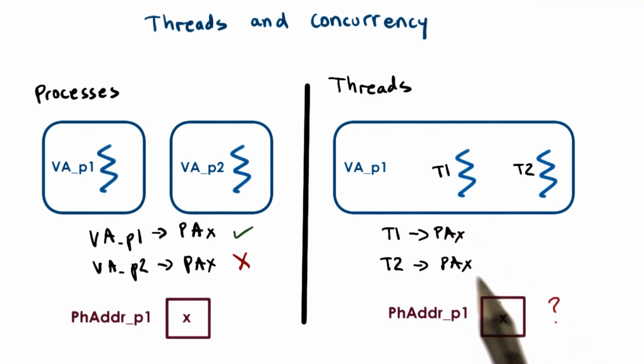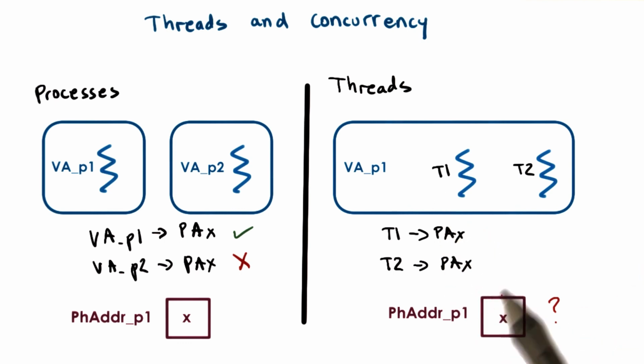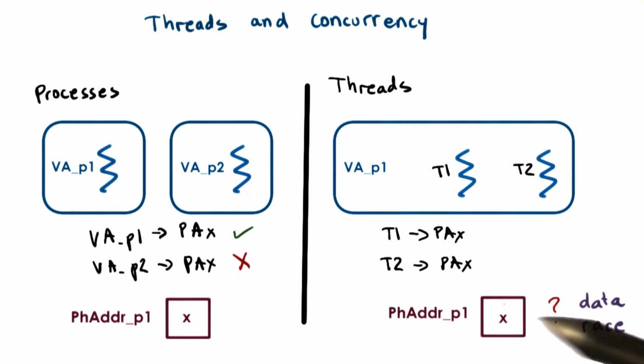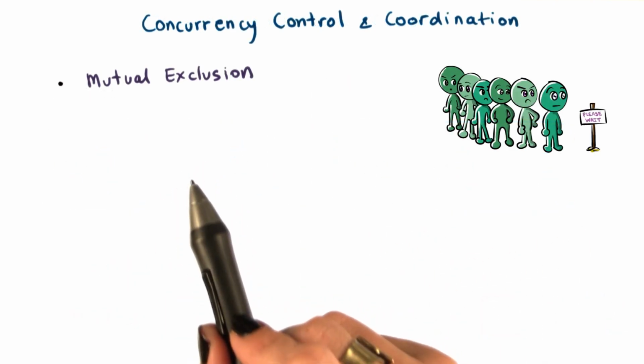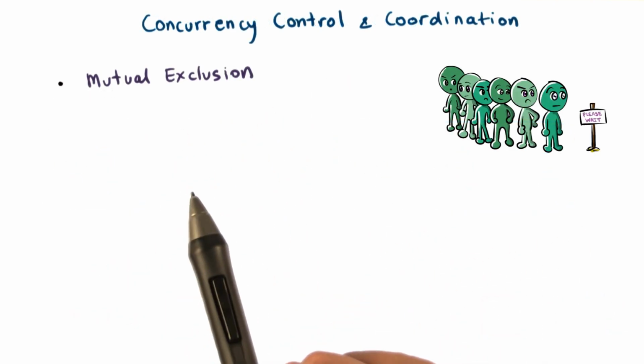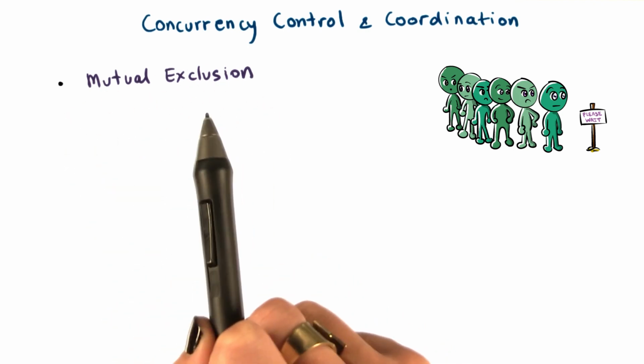One thread may try to read the data while the other one is modifying it, so we just read some garbage. Or both threads are trying to update the data at the same time and their updates sort of overlap. This type of data race problem, where multiple threads are accessing the same data at the same time, is common in multi-threaded environments where threads execute concurrently. To deal with these concurrency issues, we need mechanisms for threads to execute in an exclusive manner. We call this mutual exclusion.